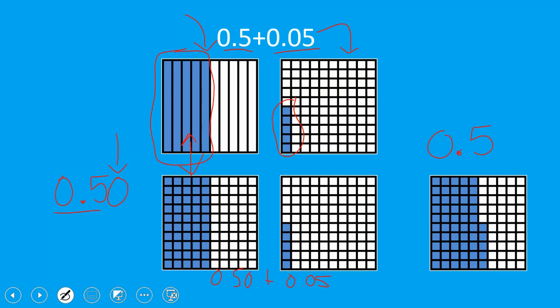So I get a 5 in my tenths place, 5 in my hundredths place, and there you go. Put them all together. If you look really carefully at this model, you can actually see that there's that original 5 tenths. There's the 5 little hundredths. You put them together and you get 55 hundredths.